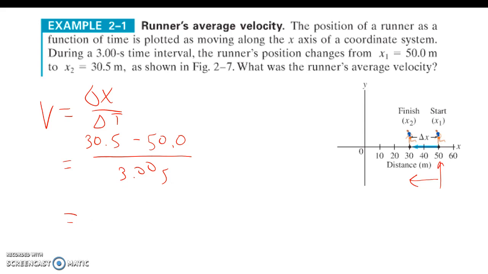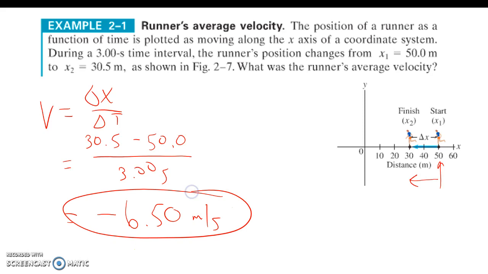So on our calculator, we take 30.5 minus 50 and get negative 19.5. We divide that by 3. So we get negative 6.50 meters per second for our average velocity.